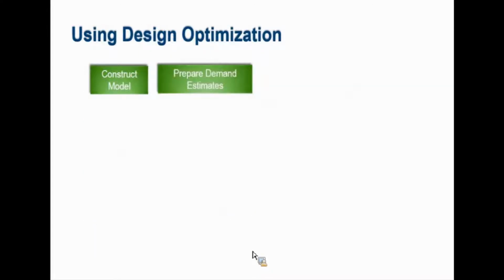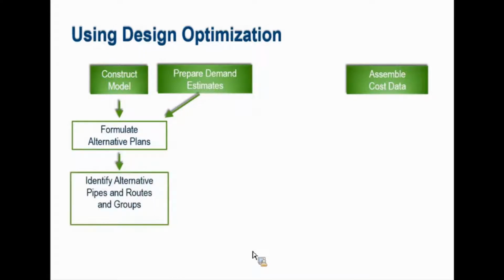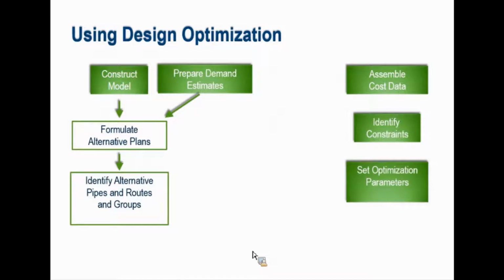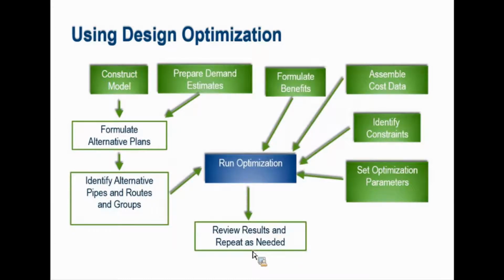Here's the procedure. You're going to construct the model, prepare your demands, get your cost data for the pipe diameters, come up with your alternative pipe plans, identify the pipes and routes, group some things together, identify your design constraints of pressure, and set Darwin genetic algorithm optimization parameters, but again, you're not going to have to do too much in there, it's already optimized. Run the optimization, and then look at the results, tweak some things, go back in, copy the study, change some things, rerun it, and see if you get a little bit better design.